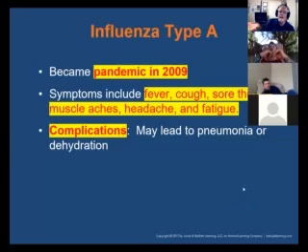Oh, good old influenza A and B. Influenza A, we had a pandemic in 2009. That's a familiar word now, right? An epidemic that spreads to the point that it spreads worldwide.